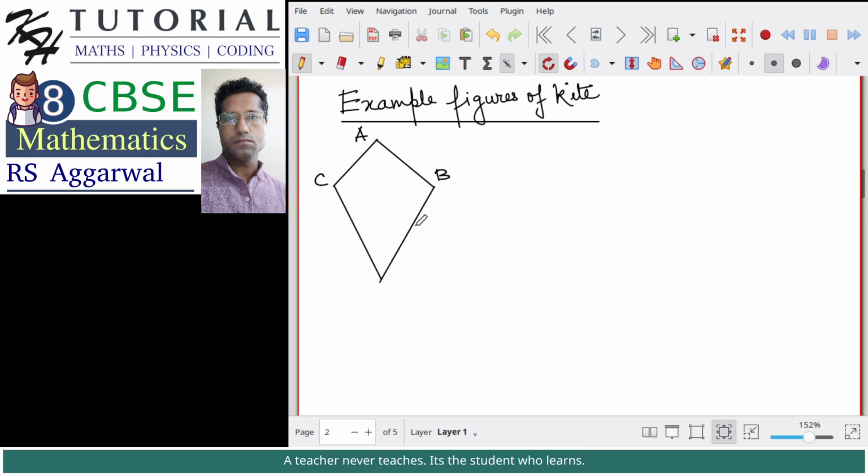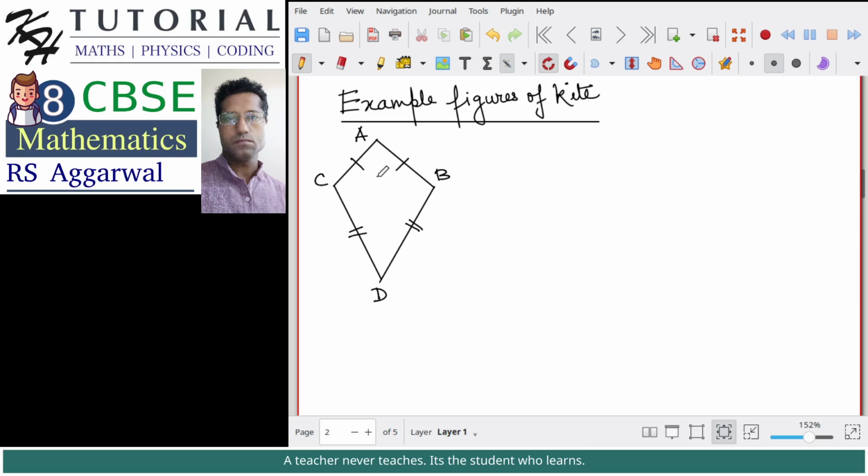One interesting thing is that it is not necessary in a kite that the diagonals will be equal. The two diagonals in a kite may be equal, or they may be unequal. For some kites, the diagonals can be equal, and for some other kites, the diagonals can be unequal. So in this kite, one pair of adjacent equal sides are AC and AB. The other pair of adjacent equal sides are CD and BD.